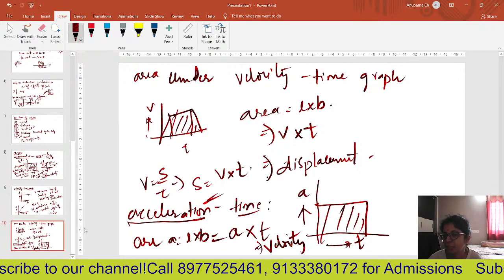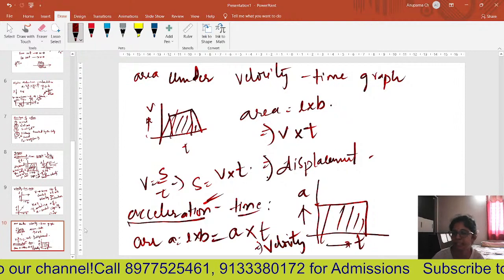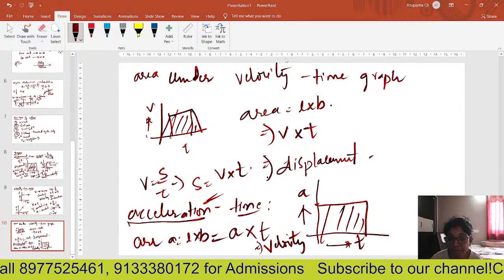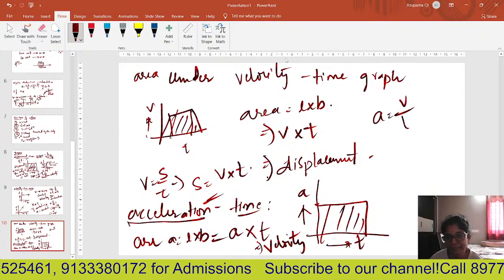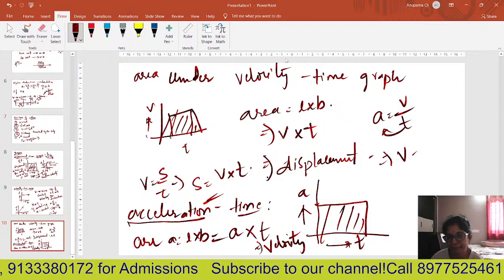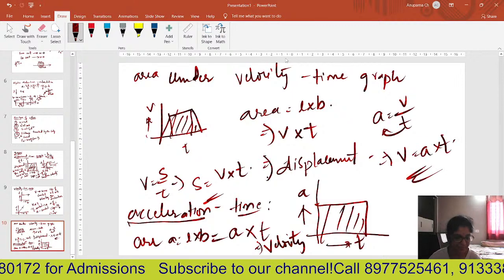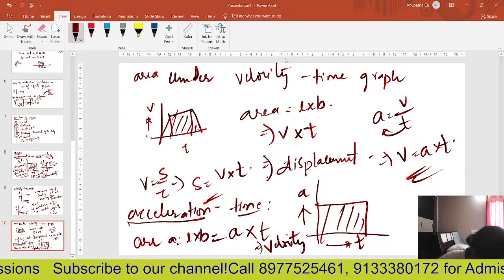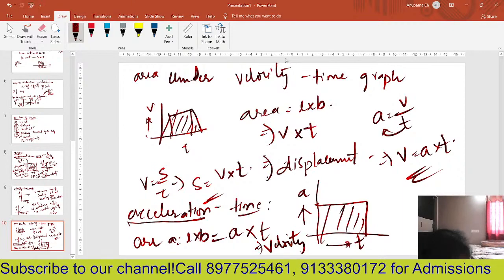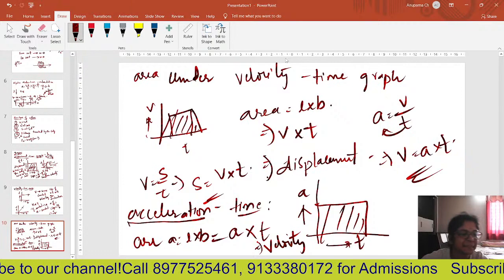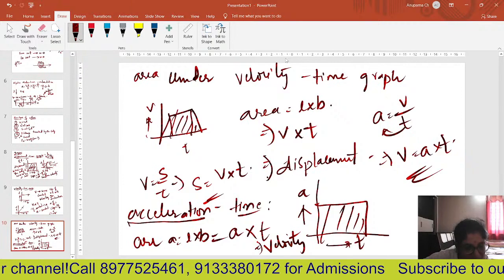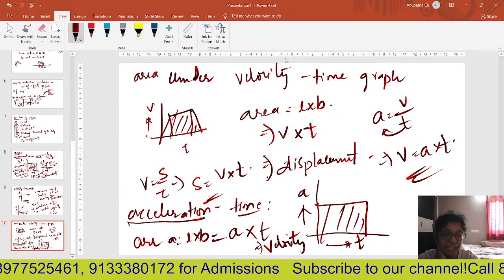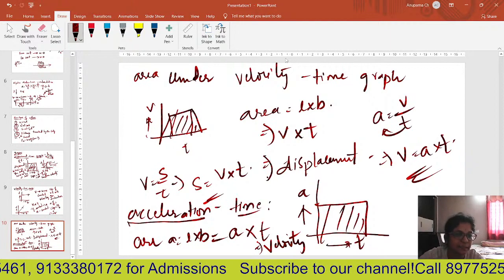Velocity. Yes, Sirisha. Good, good, good. Hasini, good. Fatima. Yeah, yeah. Good. Yes. So how? Because acceleration is velocity by time. If this time comes this side, it will be velocity is equals to acceleration into time. Isn't it right? So area under acceleration time graph will give you what? Velocity. Yes.